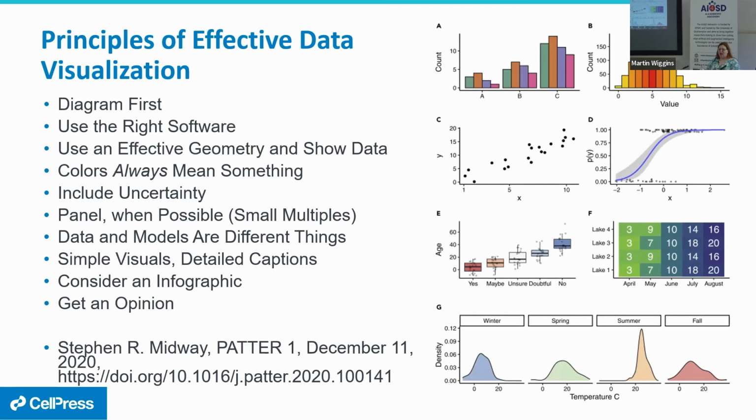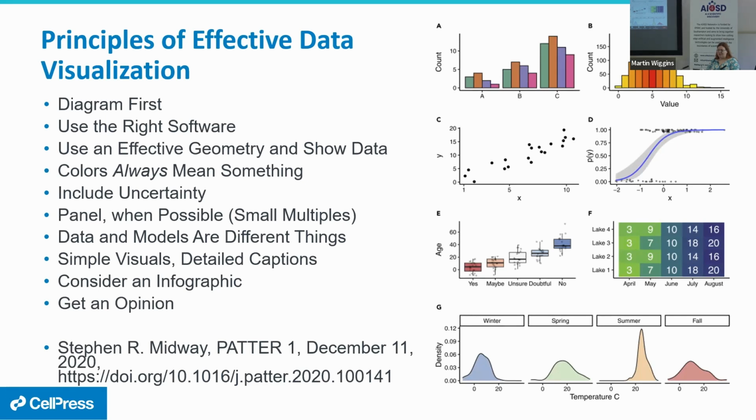Use the right software; we've had a lot of discussion and work with the right software. Use an effective geometry and show your data. That's important too. Colors always mean something, which I find really interesting. But remember, colors may always mean something, yet not everyone can see all the colors that you put down there. So please, please, please be accessible. Include uncertainty, so you've got your error bars and things like that, and they are very important as well.